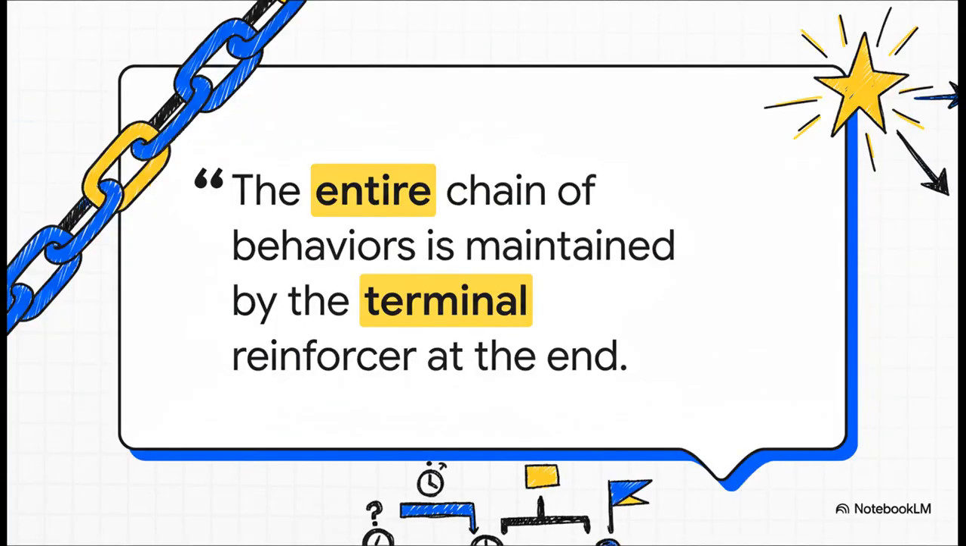And this, right here, is the most crucial part to remember about a chain. That big reward at the very end is what holds the entire sequence together. So what happens if mom says, you know what, we're not going outside today? Well, suddenly, the motivation to put on socks and shoes just vanishes. That terminal reinforcer maintains the entire chain.